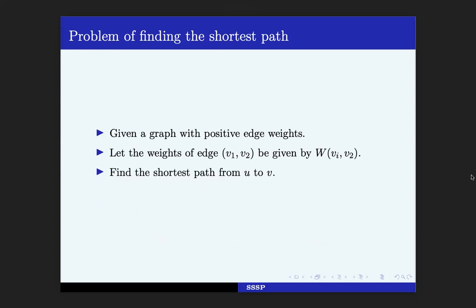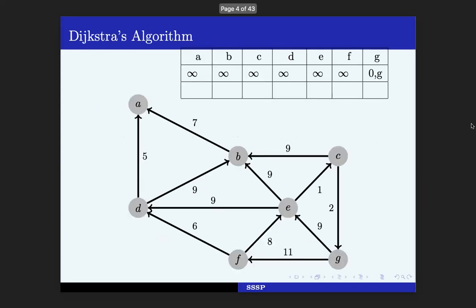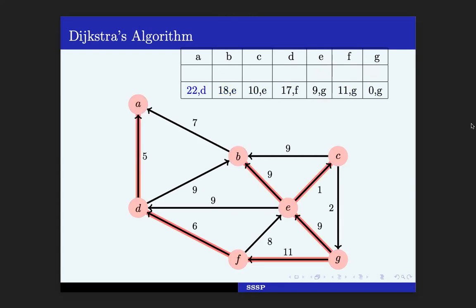So the problem is that, sorry, I made a mistake here. This "positive" should not be there. It should be: given a graph with edge weights, find the shortest path between u and v. So this "positive" should not be there. And we have already seen an algorithm in this direction, right? Dijkstra's algorithm. I don't want to go over Dijkstra's algorithm all over again, but I mean, this is just going over this algorithm.